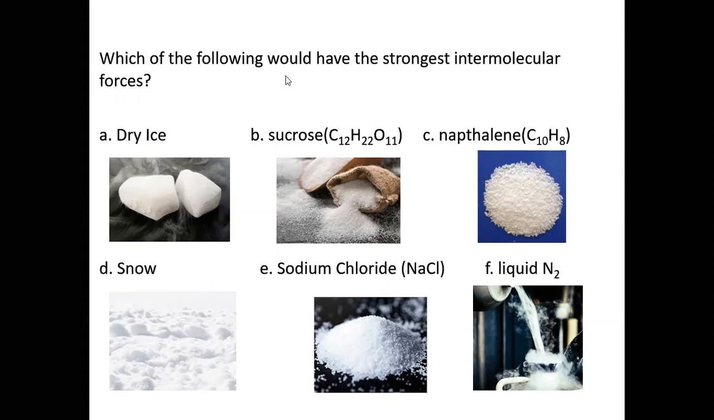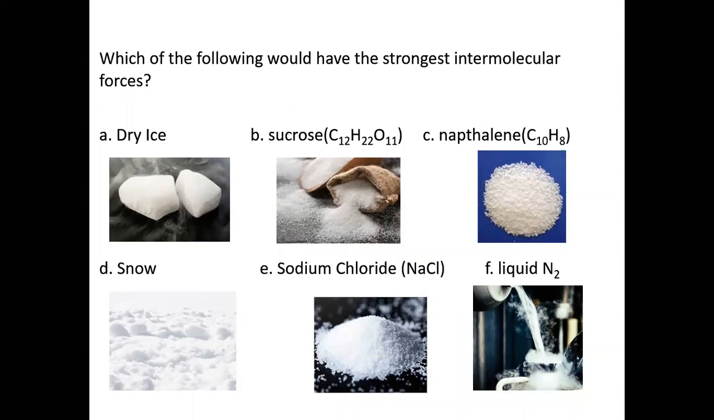I'm trying to get it toward the picture. We have dry ice, which is solid CO2. We have sucrose. Let me launch the polling. We have naphthalene, which is C10H8. We have snow, which is solid water. We have sodium chloride, which is the table salt that we use, or similar. It's not iodized, of course. And then we have liquid nitrogen.